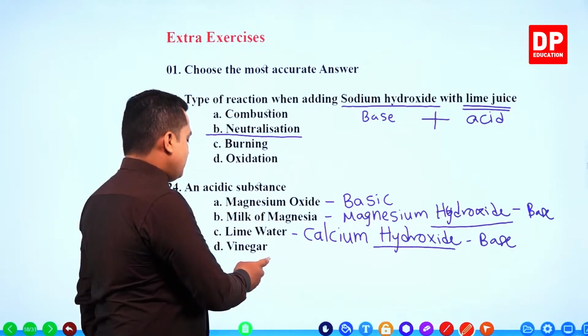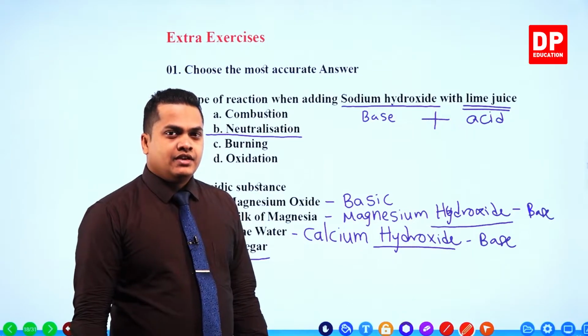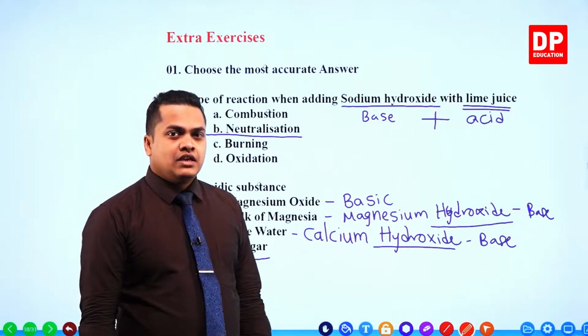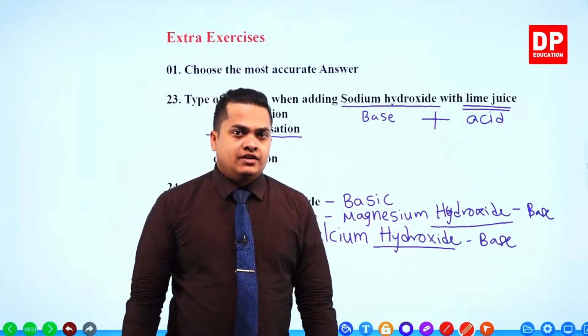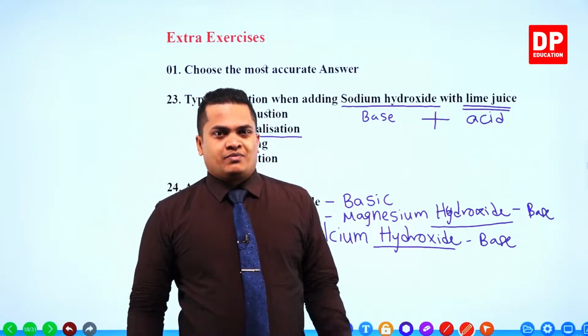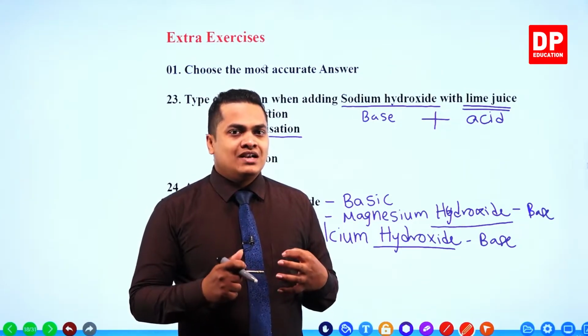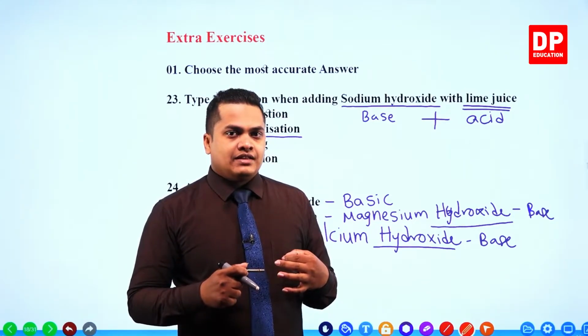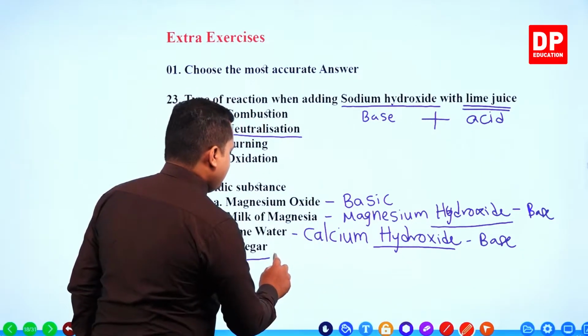So our answer would definitely be vinegar, right? Vinegar is our answer. You know that we use vinegar in making pickle. Pickle has a sour taste. The sour taste is given out due to vinegar. The acid contained in vinegar is called acetic acid.